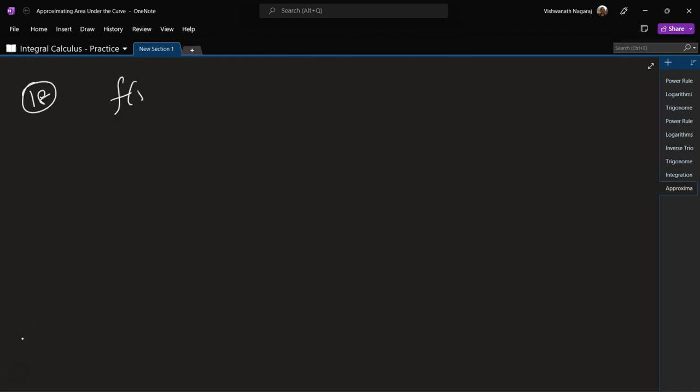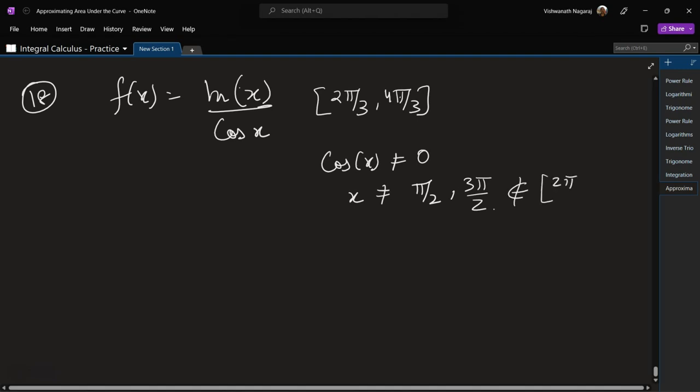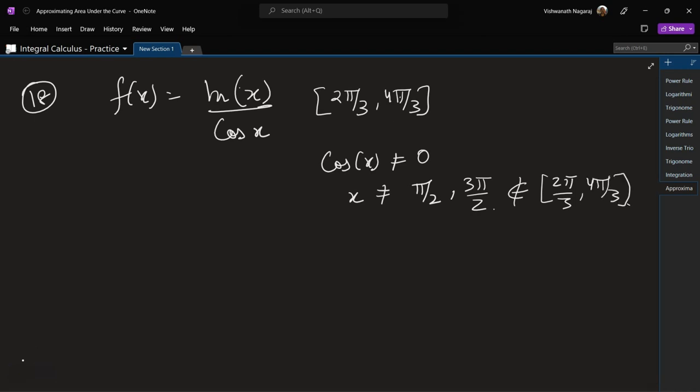Okay, 18th one. f of x is equal to natural log of x by cos x. Okay, and the interval that is given to us is 2 pi by 3 to 4 pi by 3. Now here cos x cannot be equal to 0. That means x cannot be equal to pi by 2, or it can't be 3 pi by 2. These two do not belong to the interval 2 pi by 3 and 4 pi by 3. So we are safe.